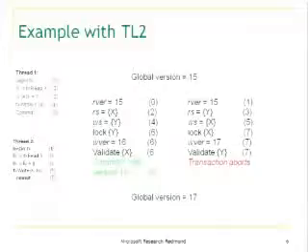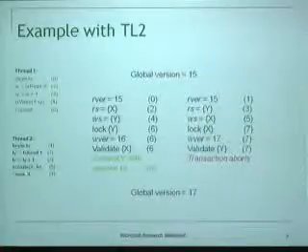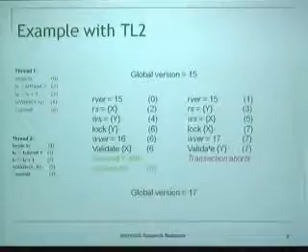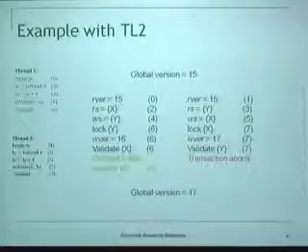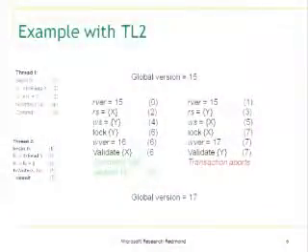So in the next step, thread 2 wants to commit the write to x. So here it would first lock x, then increment the version number, and then it would try to validate y. But we know that y was already changed by the first thread, so the validation does not go through and the transaction aborts. So this is how the TM protocol in general works.